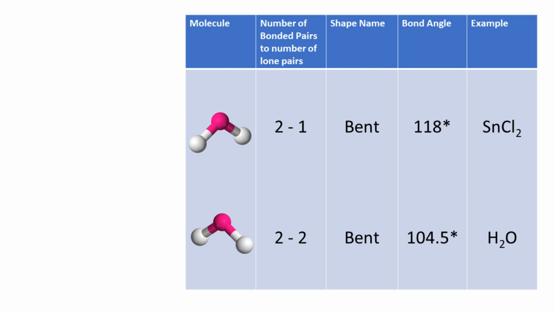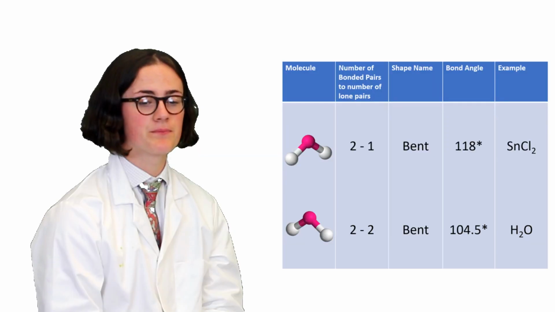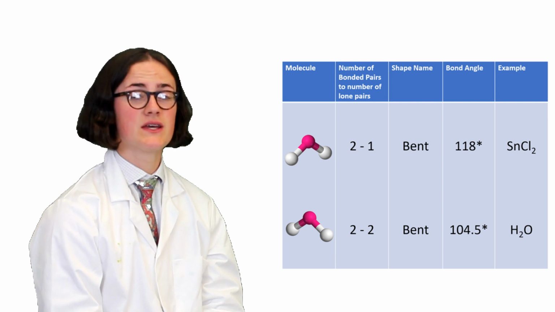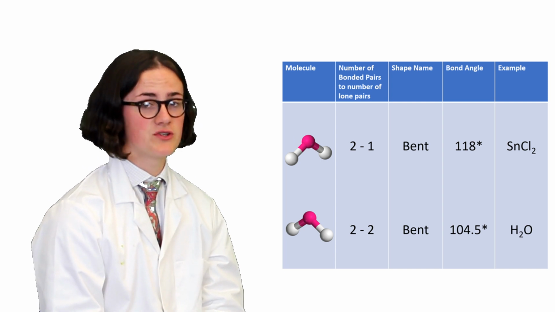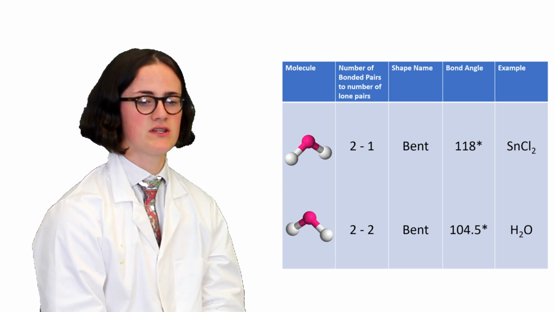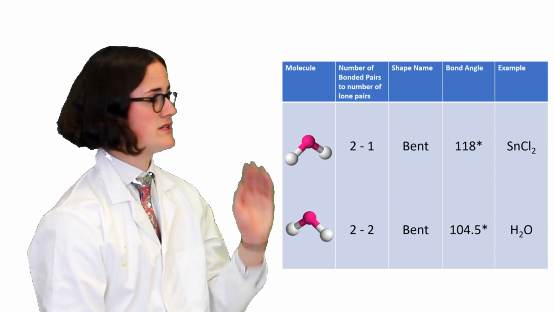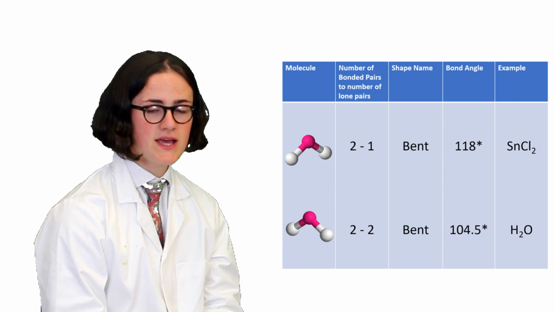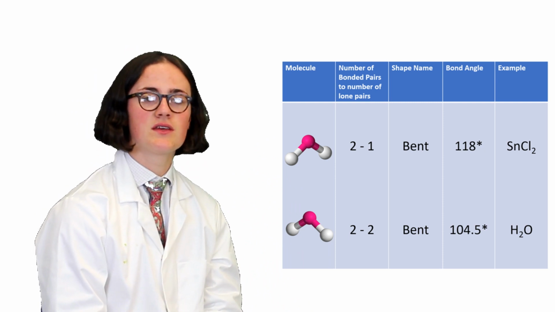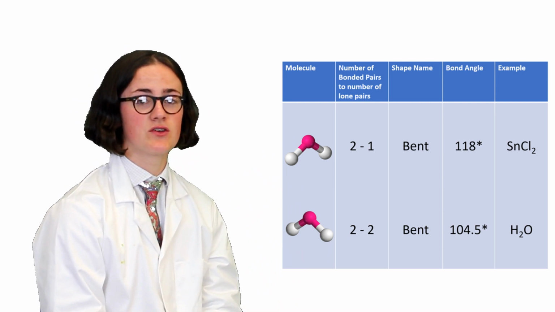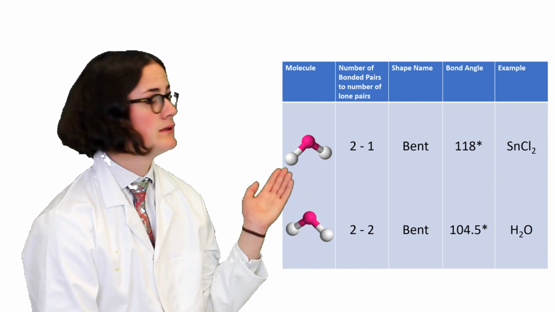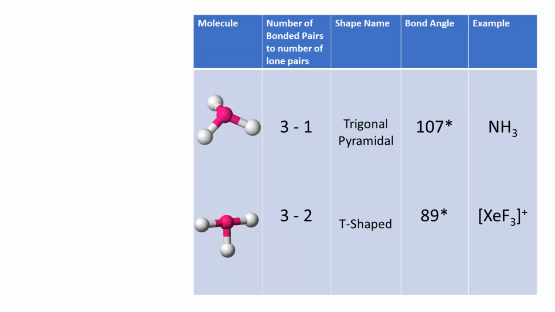With 2 bonded pairs and 1 lone pair, we have the bent shape, or sometimes as it's known, the V shape. This has a bond angle of 118 degrees, and a commonly occurring example is tin chloride. It's not a very common shape, and it doesn't come up very often, but you do need to know it. And there is what it looks like. Next, we have 2 bonded pairs and 2 lone pairs. This is the bent molecule, something you'll be quite familiar with as it is the bonding of water. This has a bond angle of 104.5 degrees, and there you can see it.